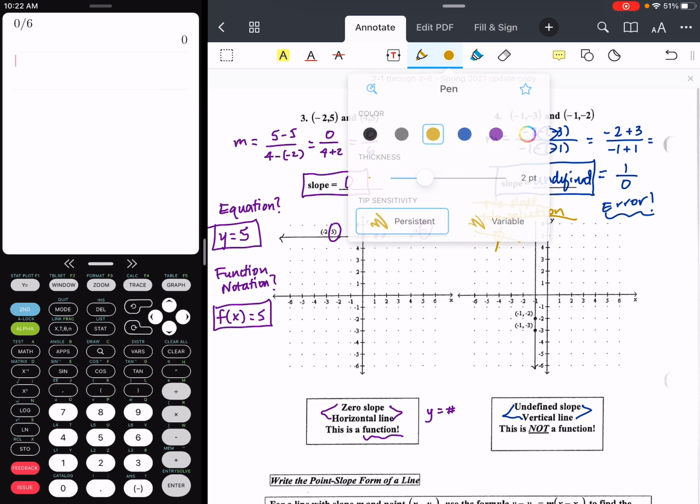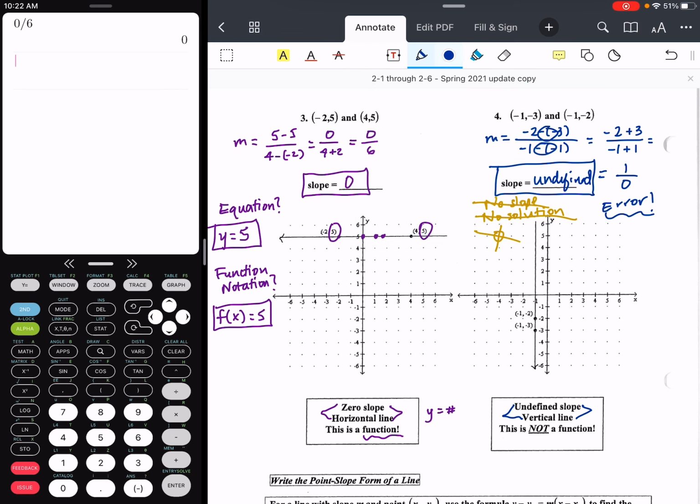If I were to ask you guys what the equation is, so what's the equation for this line? The equation for a vertical line is always going to be in the form x equals some number. So in this case, if we look at our two x values, we get x equals -1.